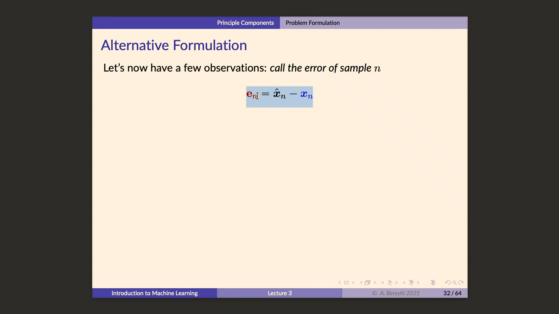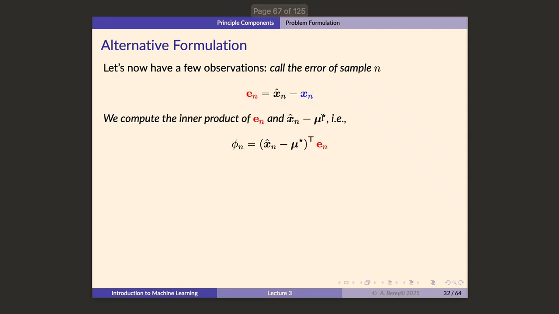So now let me define this error term to be this one. And if I define it, the thing that I want to compute is the inner product of this error with this particular term, x hat n minus mu. And what is this one? This is my reconstruction unbiased. You might wonder why I'm doing this: if I can show this is 0, then I conclude that this vector E is orthogonal to this other vector. So this is the whole purpose that I'm looking for.